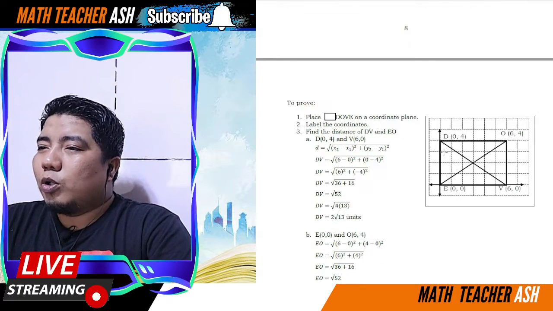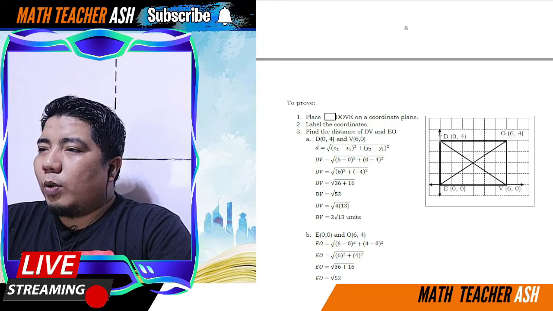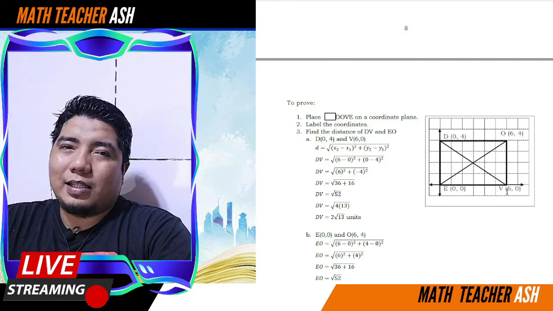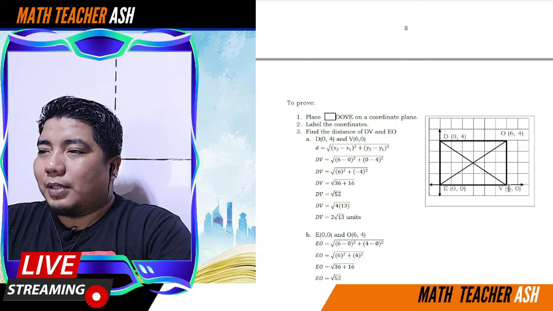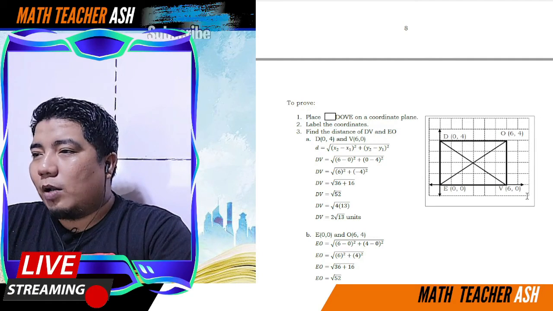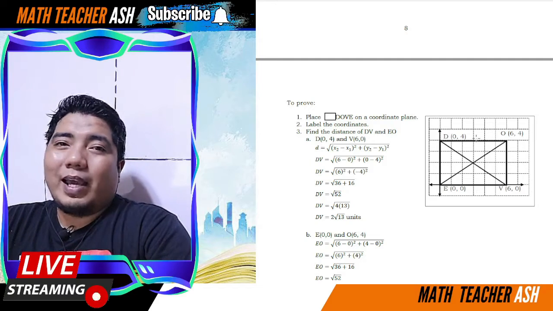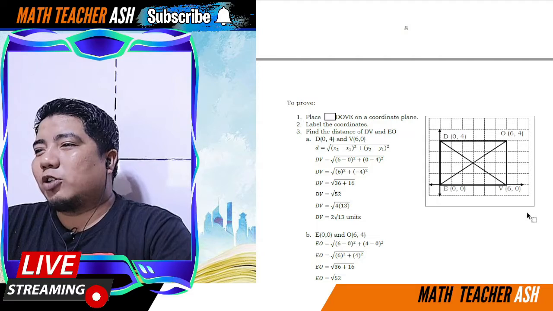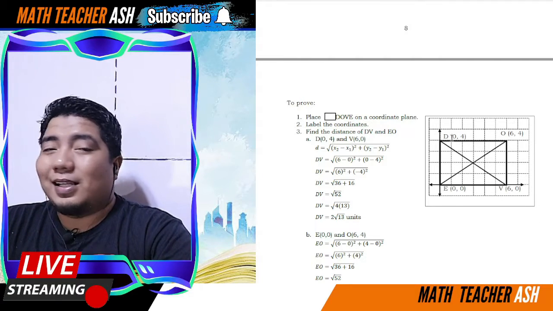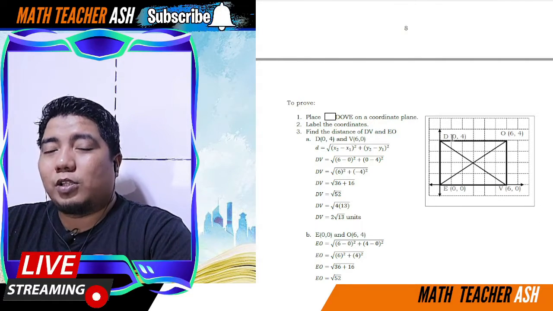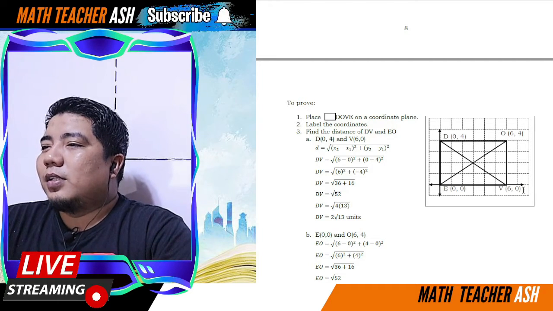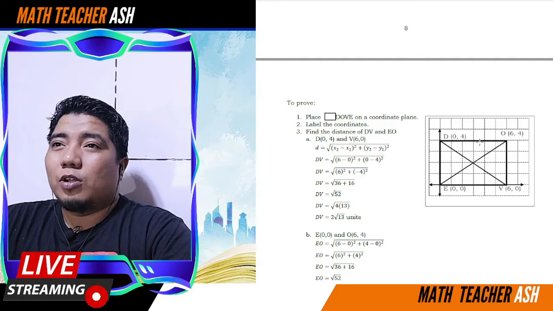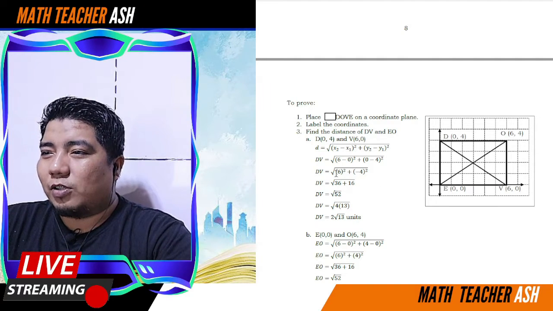Okay, so using the distance formula, we will use it here, DV. We subtract the x's and the y's, square them, add them, and then take the square root. So let's try. 6 minus 0 is 6. 6 squared is 36. 0 minus 4 is negative 4. Negative 4 squared is positive 16. So 36 and 16.